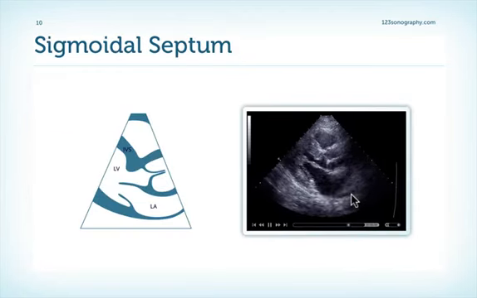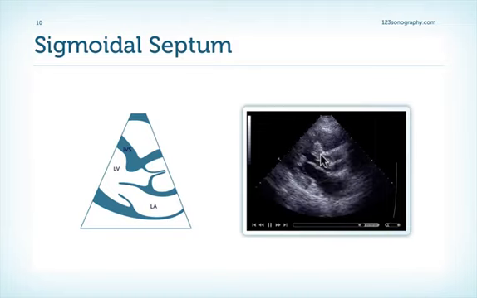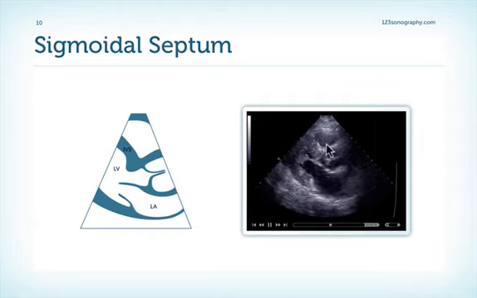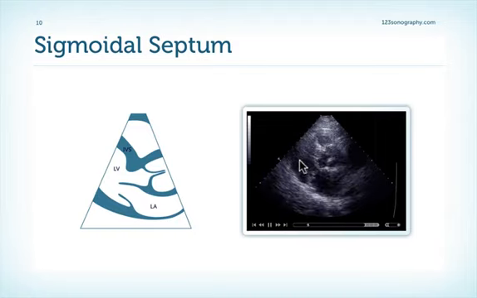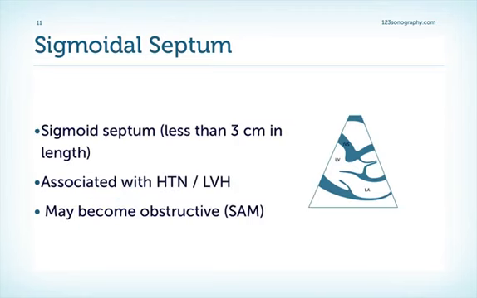This is an example of a patient who has a so-called sigmoid septum. What is a sigmoid septum? It's a septum which has an S shape and where you have portions of the septum which protrude into the left ventricular outflow tract. This is a phenomenon you see very often in patients who also have left ventricular hypertrophy and hypertension. Usually the thickness of a sigmoid septum is less than 3 centimeters in length, so it's only a regional problem. And as I already mentioned, it is often associated with hypertension and LVH.